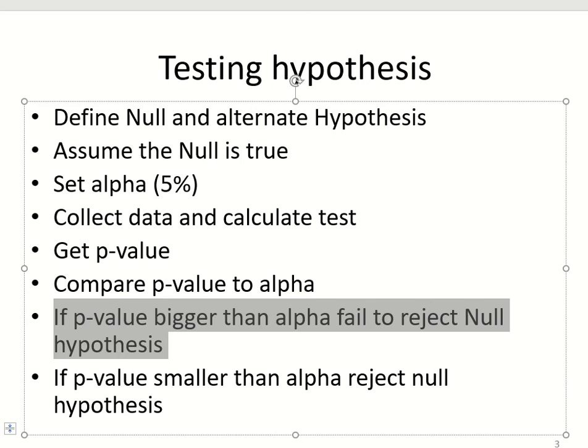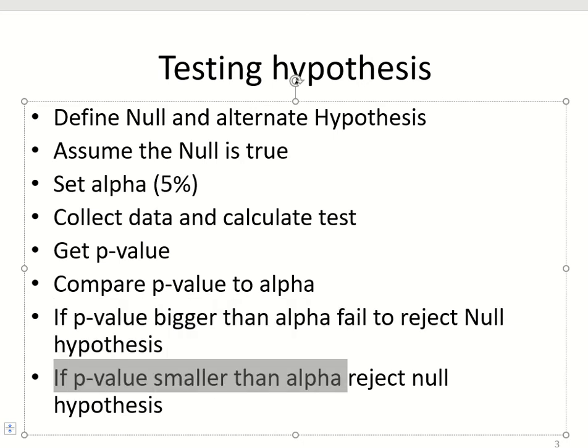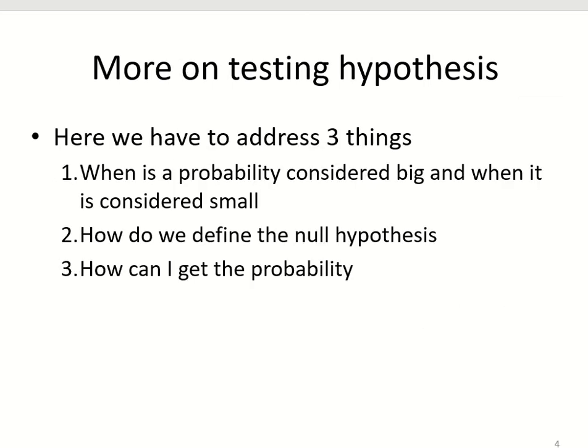However, if your p-value is smaller than alpha, you're going to reject your null hypothesis and you're going to declare that the results are statistically significant. Okay? So when is the probability considered big or when is it considered small? We kind of addressed that.